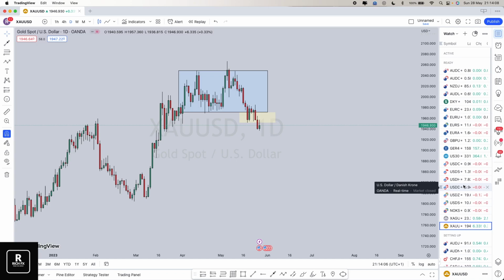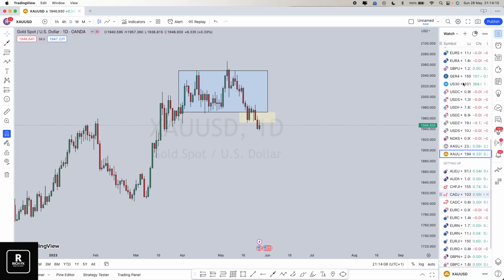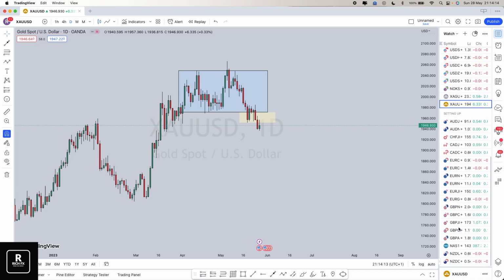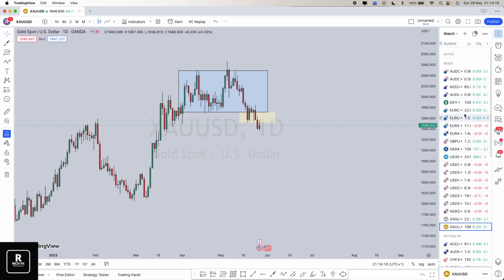And also some of the ones that I haven't actually marked out could actually get put inside these ready sections, and you probably might see them in the weekly results as well. So just bear that in mind. We just got to wait and see how price plays out.